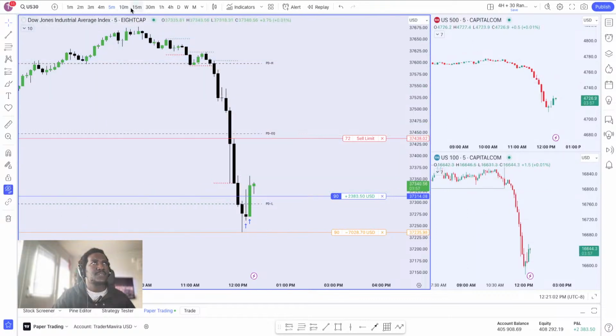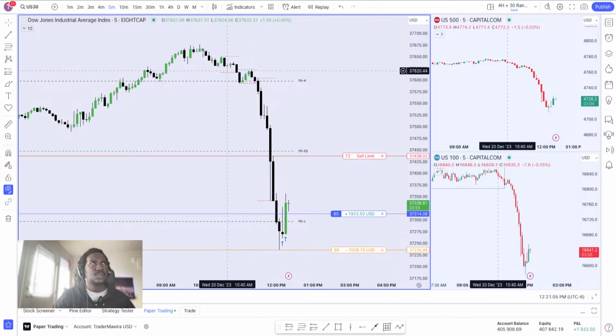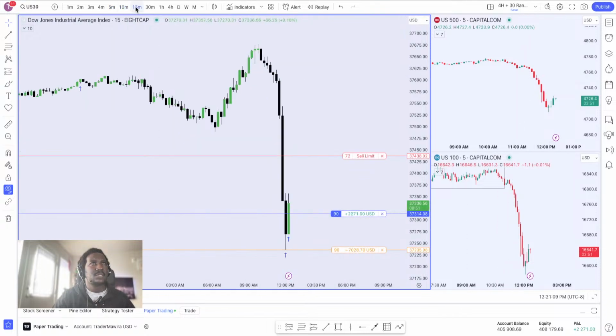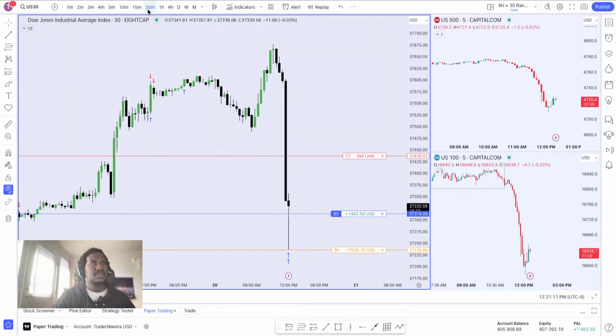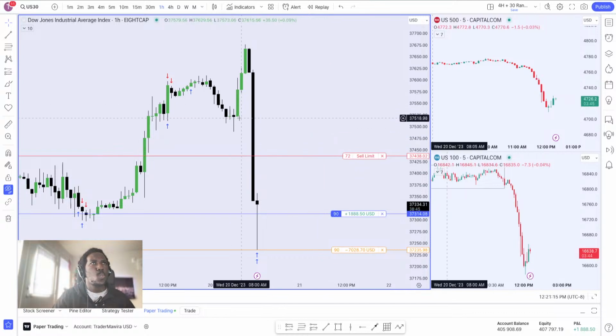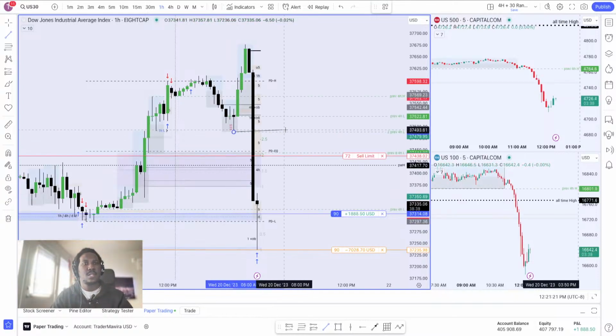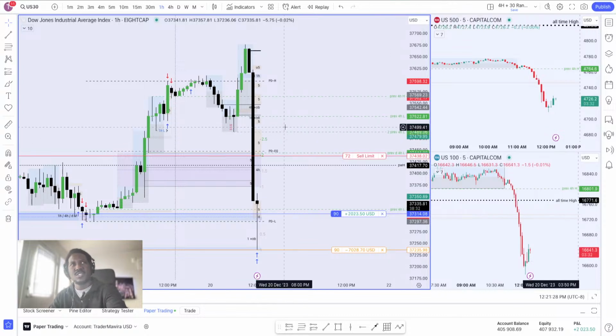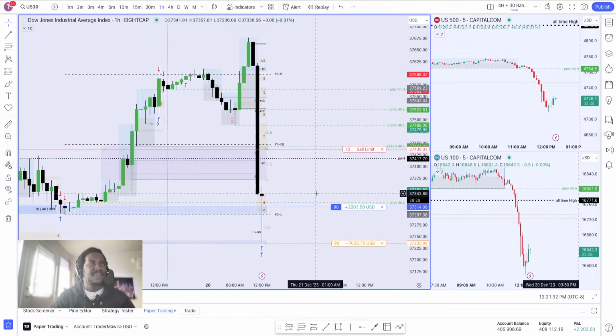Let's go to the 5-minute. I'm trying to see where we do have a weekly. 15 minutes, nothing. 30 minutes, nothing. 1 hour. So this low here is where we can also see price come and retest, which we do have a level there. It's the previous 4-hour low, the second one. So let's see how that goes.